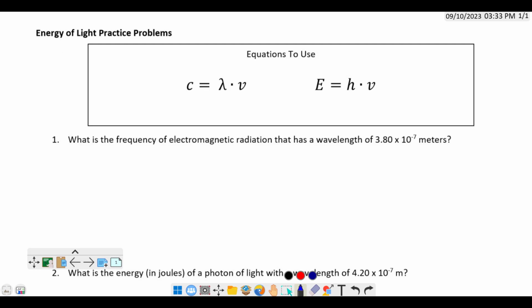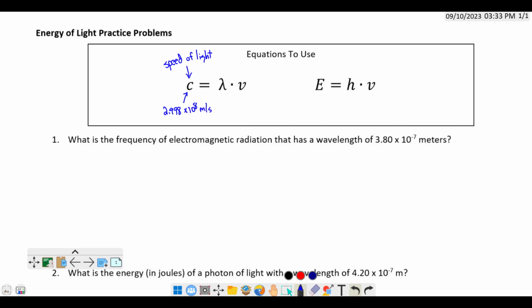Now in this box at the top with equations to use, you get to have these equations anytime you need them on a quiz or a test, but there is some stuff we need to add to this paper. In this equation over here, this c right here represents the speed of light. And so that is actually 2.998 times 10 to the 8th meters per second.